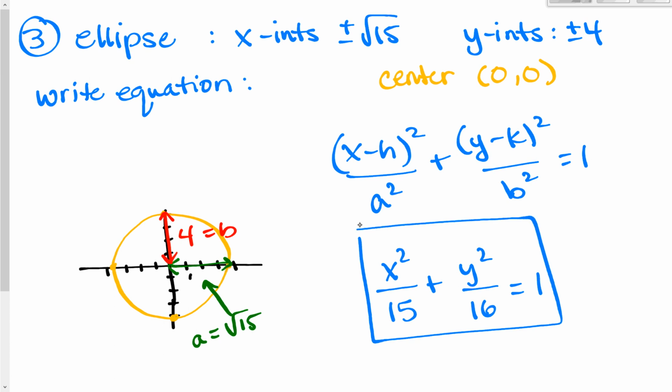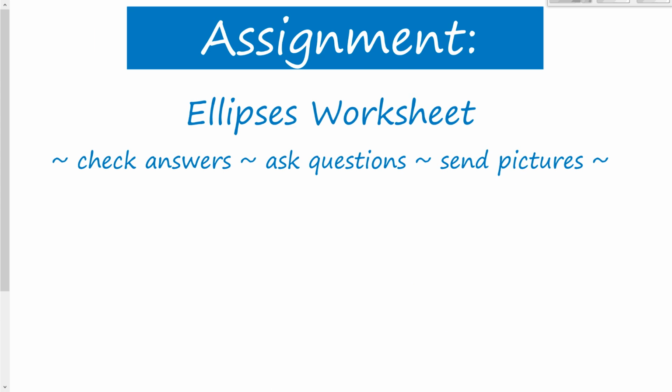Okay, here is your homework: ellipses worksheet. Check answers, ask questions, send pictures.